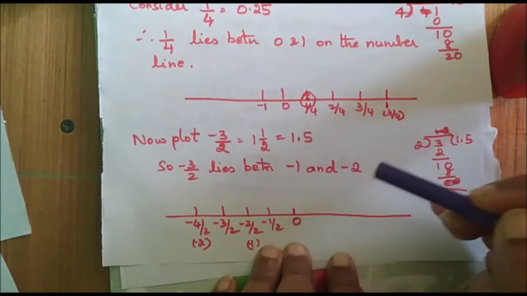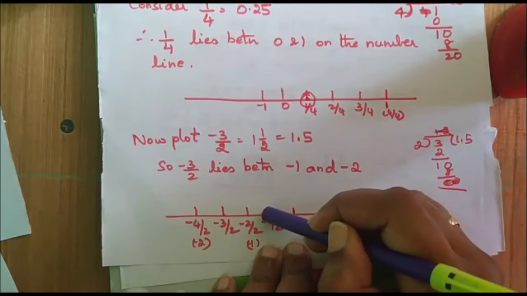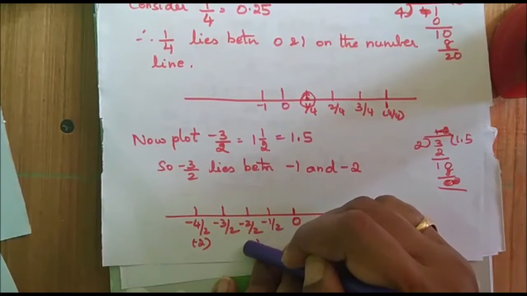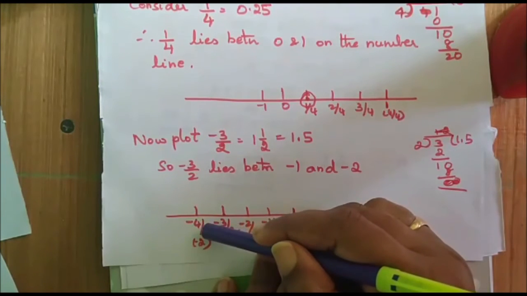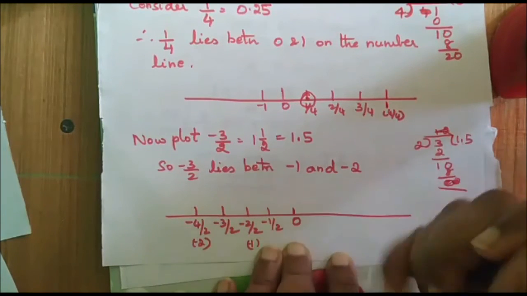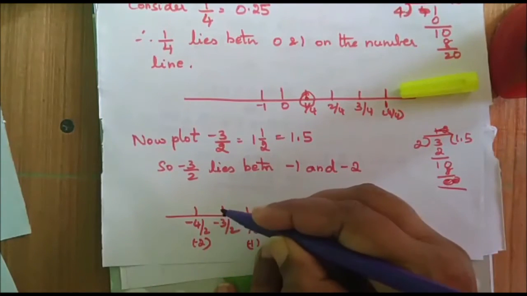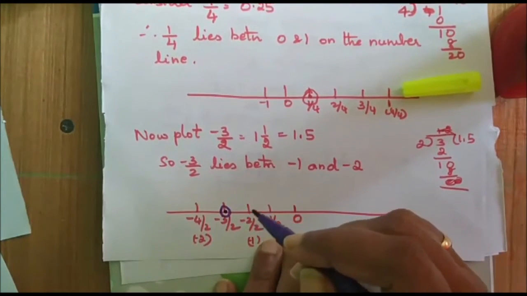So I mark them. How do I mark them on the scale? This is 0, this is minus 1 by 2, minus 2 by 2. What is minus 2 by 2? It is minus 1, minus 3 by 2 and minus 4 by 2. What is minus 4 by 2? It is minus 2. So where is your minus 3 by 2? Minus 3 by 2 lies here. This is how I plot it on the number line. I hope you got it.